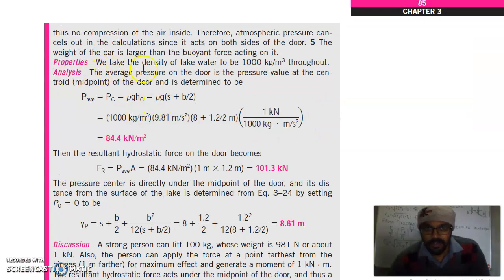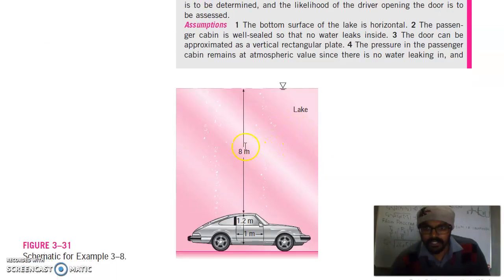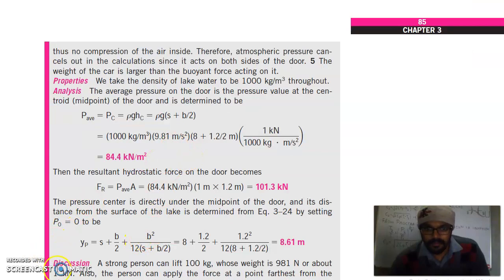Now we take the density of the lake water as 1000 kg per meter cube. The average pressure on the door is the pressure value at the centroid, the midpoint of the door, and is determined as P average equal to P_C, which is equal to rho g h_c. Now what is h_c? That is the depth of the centroid of the door. So it is 8 meter plus 1.2 meter divided by 2. This point here is the centroid. So 8 plus 0.6, and here you will get P average as 84.4 kN per meter square.